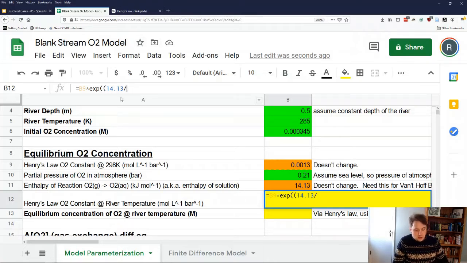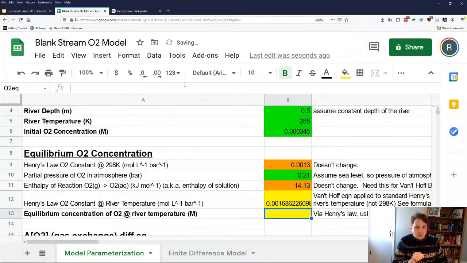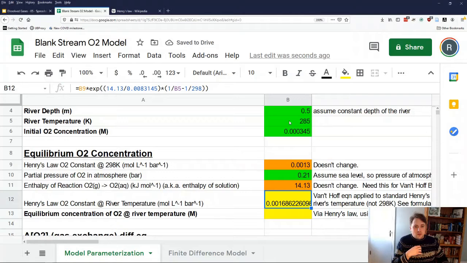And 0.00831445. Hopefully you have that number memorized by now. So this is the enthalpy of solution over the gas constant, multiplied by 1 divided by the target temperature, which is 285 Kelvin. And that is, did I name that? I think I did. No, I didn't, but that's fine. B5 minus 1 divided by 298. Close that parenthesis, close that parenthesis. Great. That is our Henry's law constant for the temperature of the water, 285 degrees Kelvin.